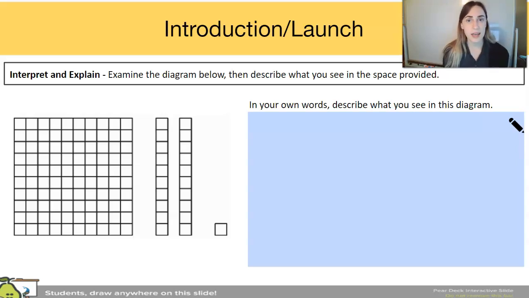And whenever I'm looking at a new diagram in math or a graph, I like to think about what I notice and what I wonder. So in the blue box, you can talk about what you notice, what you see, and some ideas that you're wondering about. And when you've had enough time to write, we'll move on to slide B.